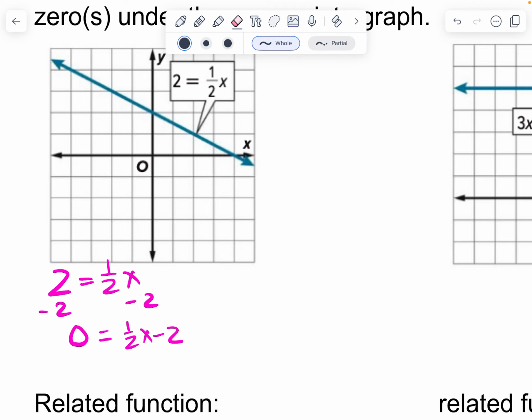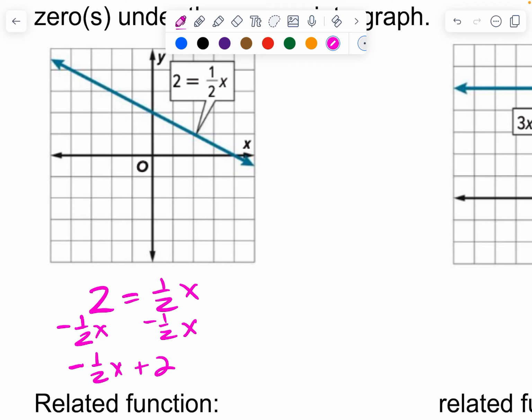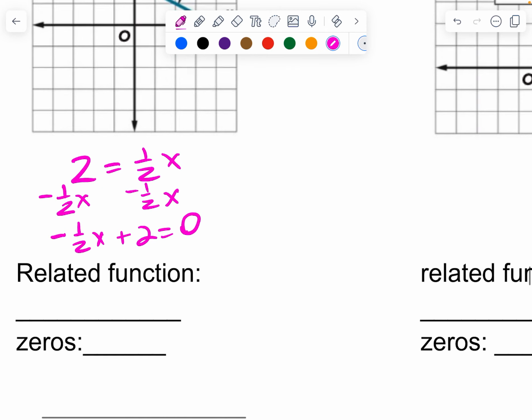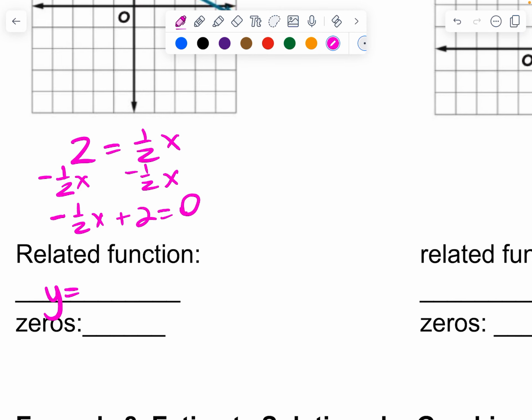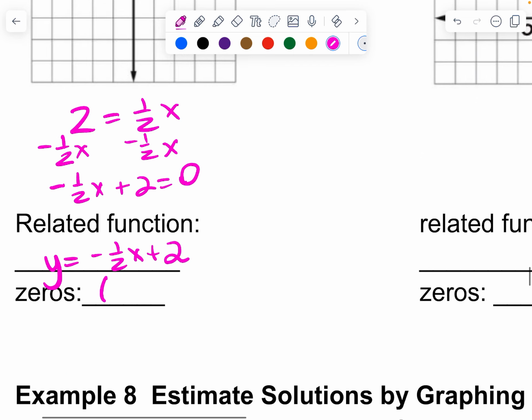So the question may have been, well, how do you know which direction to go? Well, on this one, isn't this a negative slope? Isn't this a negative slope? So I would need to subtract that to the other side. So negative 1/2 x plus 2 equals 0. So that means that y equals negative 1/2 x plus 2. What is my 0? My 0 is right here. 2, 3, 4. So my 0 is 4, 0.